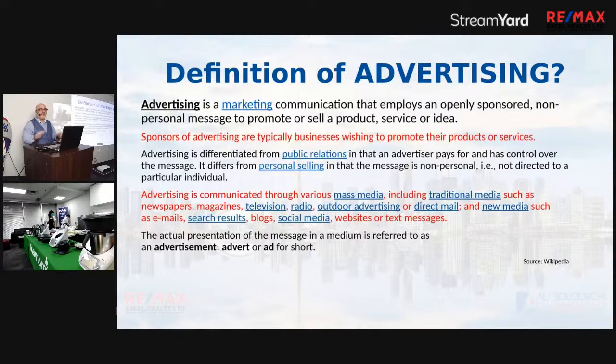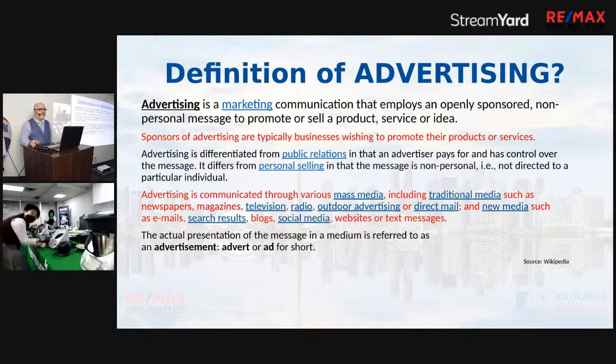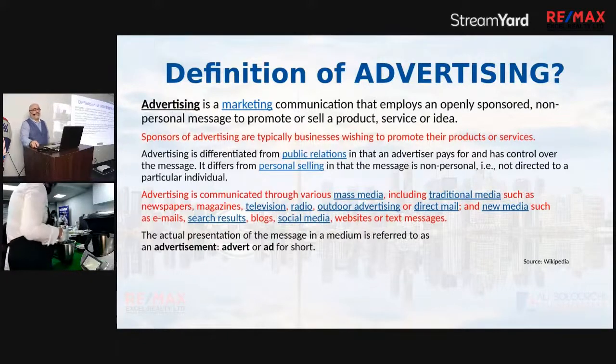Advertising is communicated through various mass media. When you have to reach a huge number of audiences, what do you use? You use TV, radio, newspaper. But when you want to send to your farm area only, you can use just listed, just sold advertisements to that pocket of the neighborhood. So the actual presentation of the message in a medium is referred to as an advertisement, or advert, or ad for short.